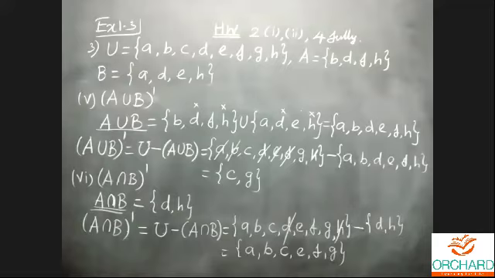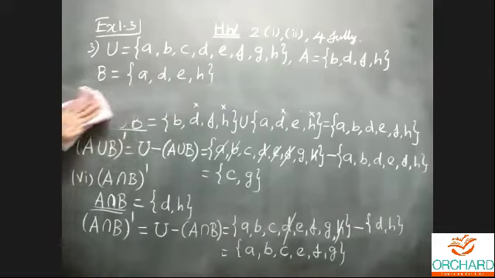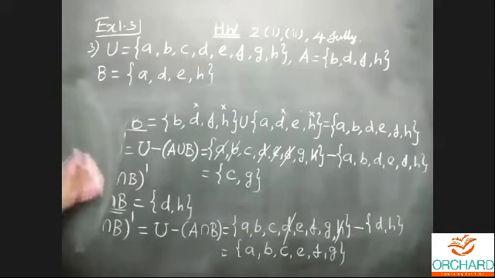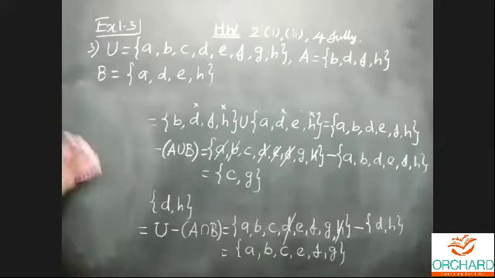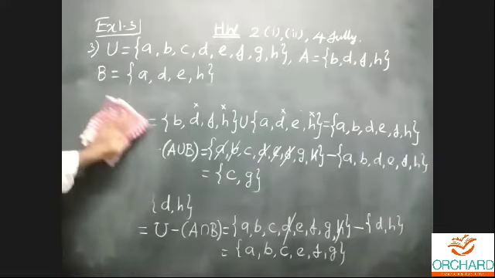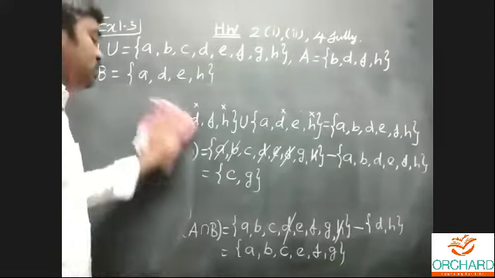And next one, seventh and eighth subdivisions. The seventh and eighth subdivisions are the complement of a complement: (A')', and the next subdivision is (B')'.